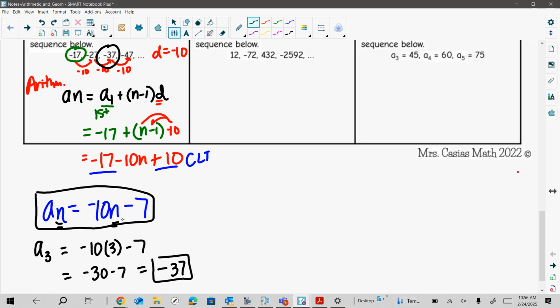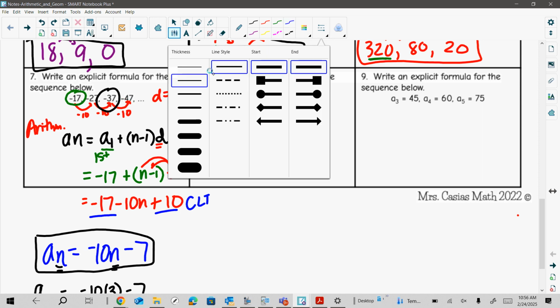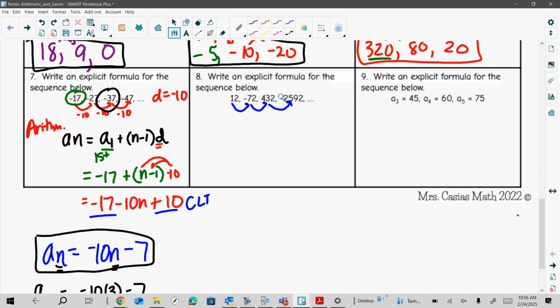All right, so let's look at this next one, on number 8 here. How do you think these numbers are changing each time? Minus 80? No, they're getting big so fast. Times what? Yeah, times a negative 6. Because it gets big so quickly, that has to be multiplication. So this is times a negative 6, times a negative 6, times a negative 6. That means r equals negative 6. That's our common ratio. Yes, this is a geometric sequence.